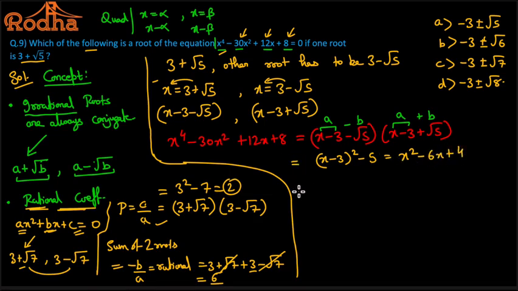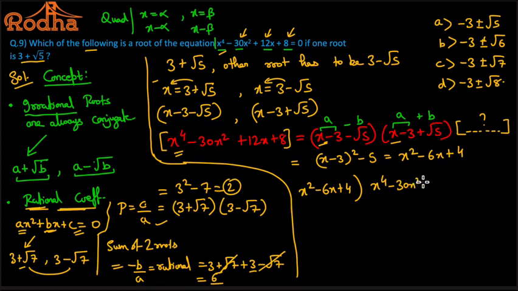So what I've actually got is that for this equation, these two are factors. Obviously it's a power 4 equation, so this equation will be this into this, and there will be more factors here, because this is a power 4 equation. x into x will only become x square, so obviously I need a degree 2 polynomial or something into this. So to find this something value, I can simply divide x square minus 6x plus 4 into x to the 4 minus 30x square plus 12x plus 8, right?